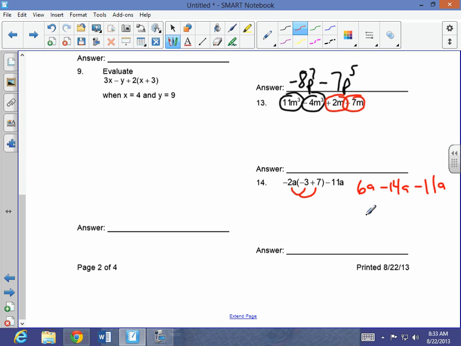You see what they did to you here? Your distributor has an a. You might want to look up here. When you're combining like terms, if your distributor has an a, negative 2 times negative 3 is positive 6. You have to keep your a. Negative 2 times positive 7 is negative 14. You have to keep your a.